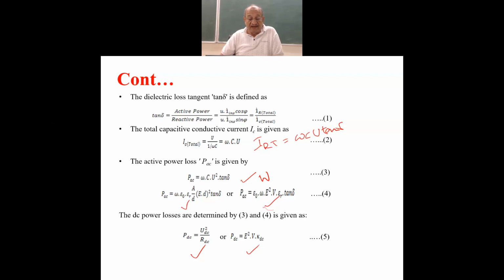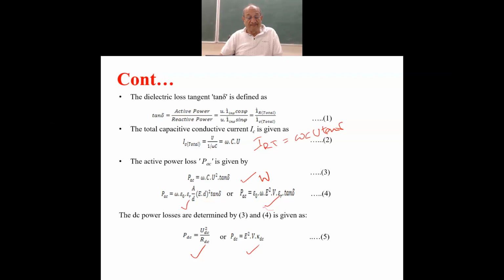So tan delta also becomes a function of the temperature of the dielectric. Tan delta, that means the losses. In fact, as you see, tan delta is the determining factor for the losses incurred within the dielectric.